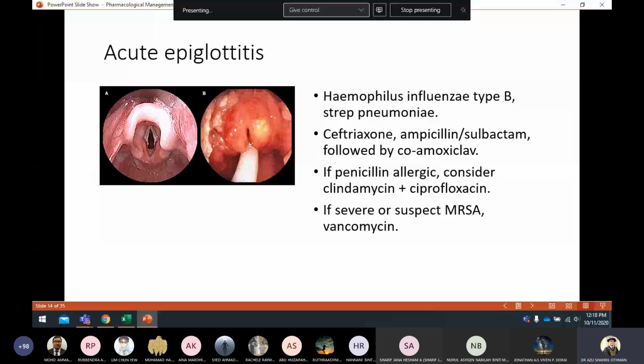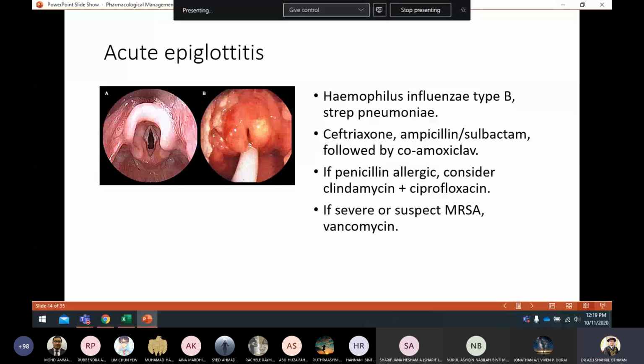Here's another example of a URTI. In this case it is acute epiglottitis. This is usually caused by Haemophilus influenzae type B or Streptococcus pneumoniae. How do we treat it? We usually treat it with ceftriaxone or ampicillin-sulbactam, and the patient is usually discharged with co-amoxiclav. Co-amoxiclav is amoxicillin plus clavulanic acid.